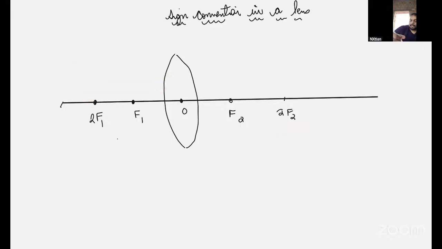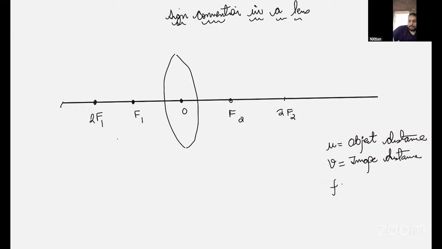So here also we have three terms. First is u, same as mirror, which is called object distance. Then we have v, which is called image distance. Then we have f, which is called focal length. So we have three things: u, v, and f. Did you understand? Say yes or no?